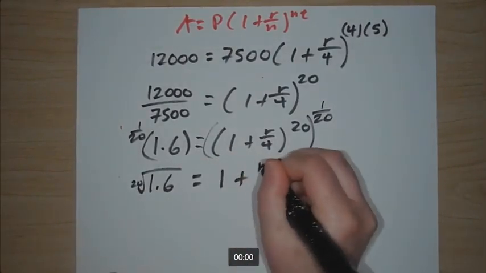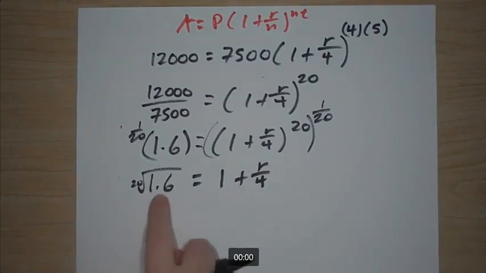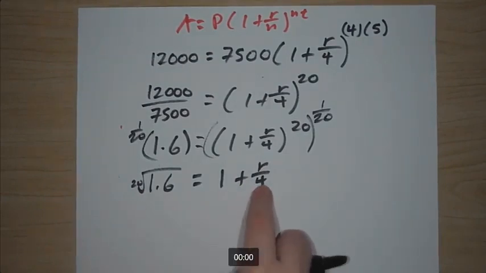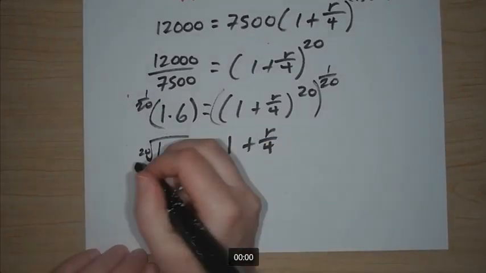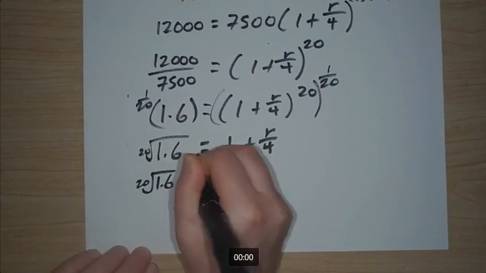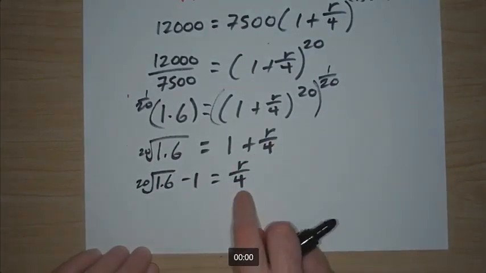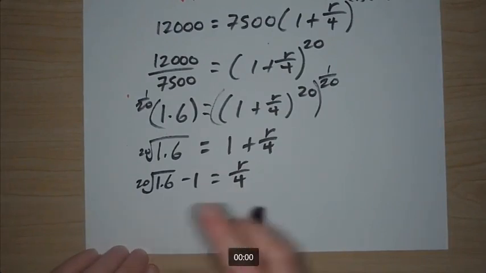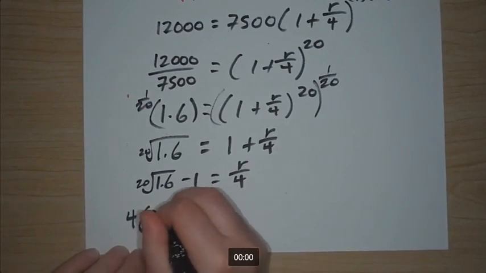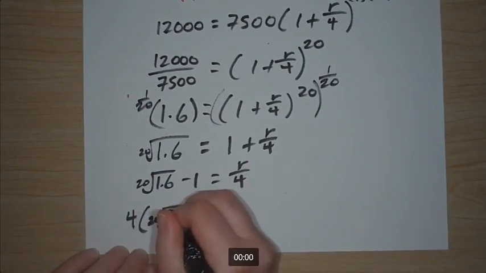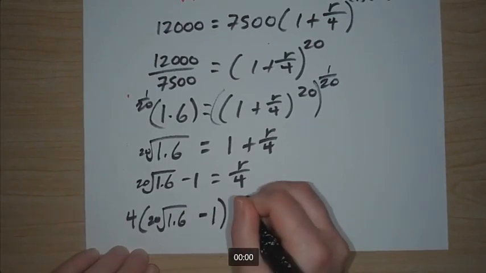So now we have 1 plus R over 4. So we have this. We're going to try and get R alone. So we're going to subtract 1. And then we're going to multiply by 4 on each side. So we have 4 times 1.6 to the 1 over 20 minus 1 is equal to R.